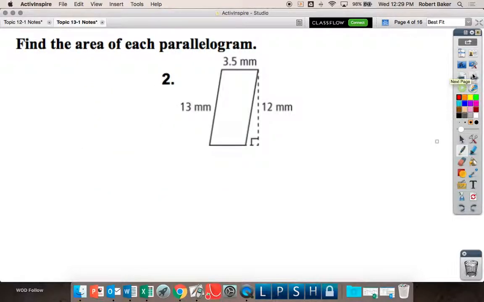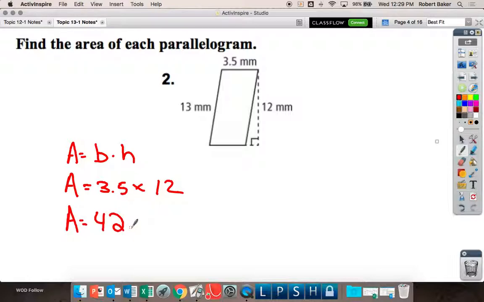Try to find the area of this parallelogram. Base times height. Area is equal to base times height. What is the base that we're going to use now? 3.5. What's times 12? So 3.5 times 12. 42. Area is equal to 42 millimeters squared. You have to have your unit or it's not right.